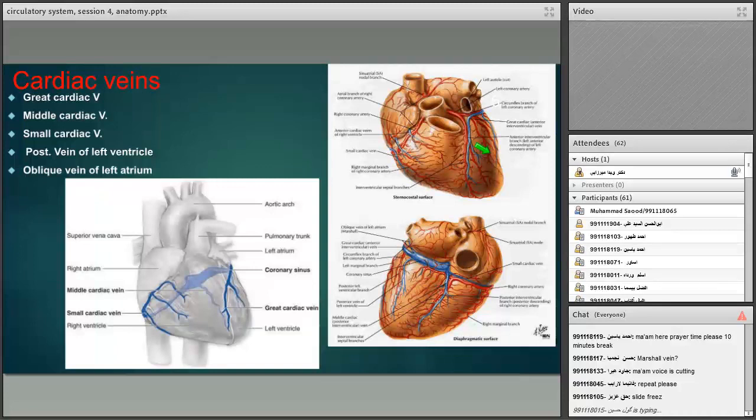Okay? And they are draining the deoxygenated blood of the heart muscle into the blood which is placed in each chamber. For example, you know that in the left ventricle we have just oxygenated blood. But these veins are draining the deoxygenated blood into the left ventricle.